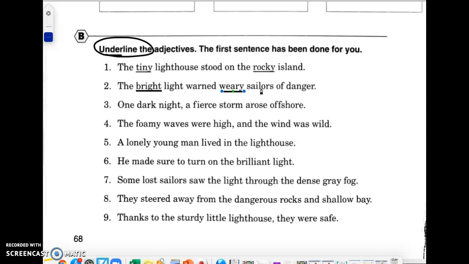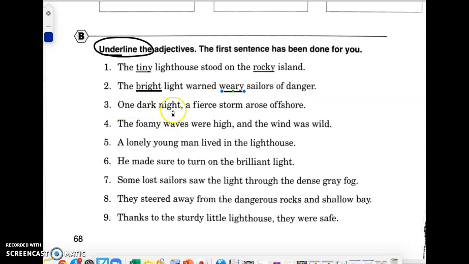Make it more clear. And danger. Danger is a noun. It's a thing. But I don't have anything describing the word danger. So I don't need to underline anything for this noun. There are no adjectives describing the noun danger in this one.